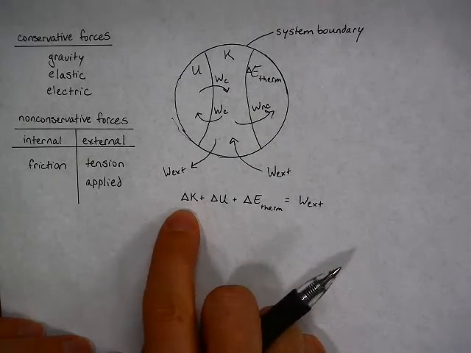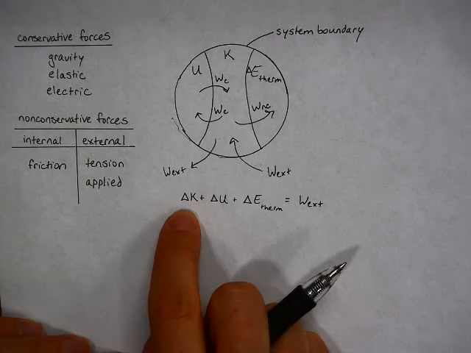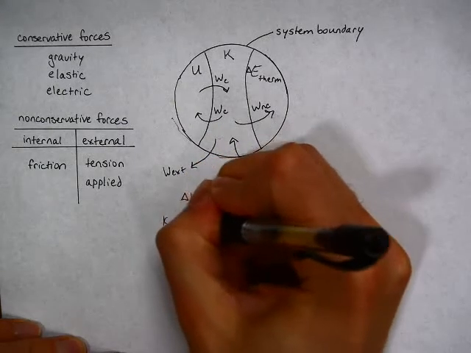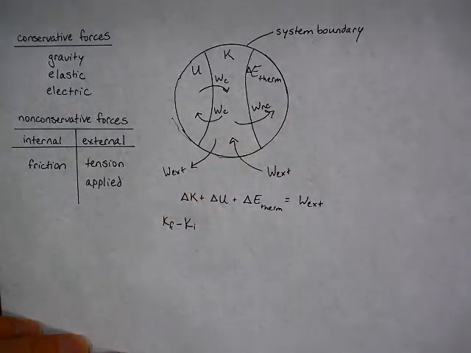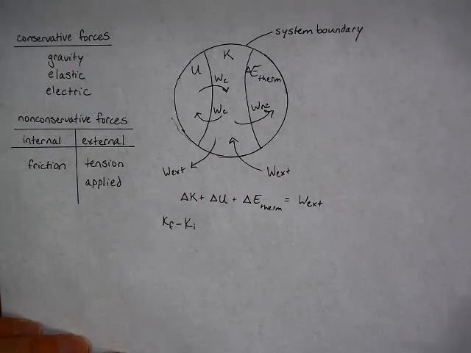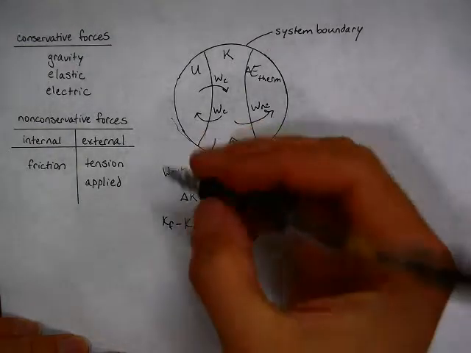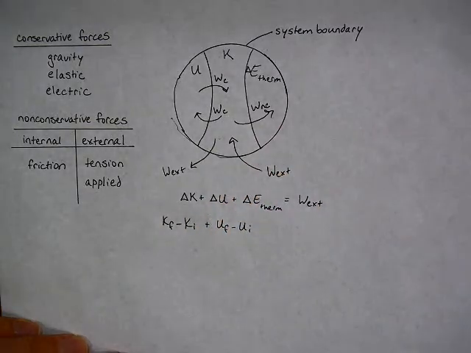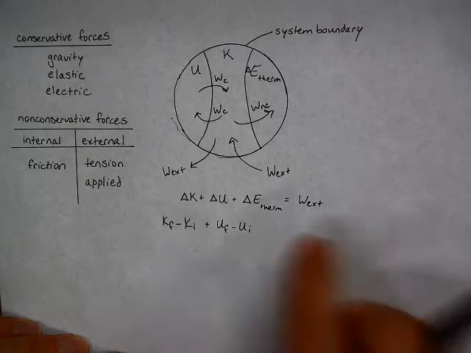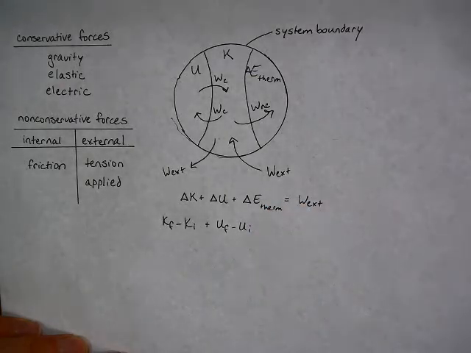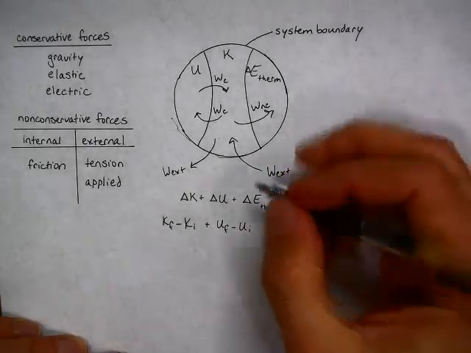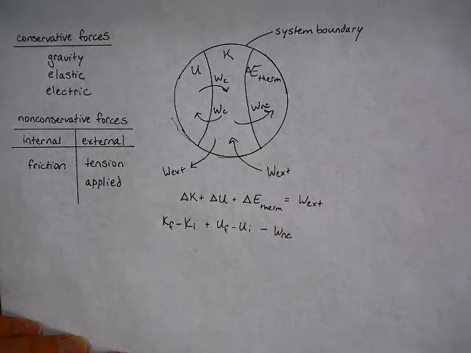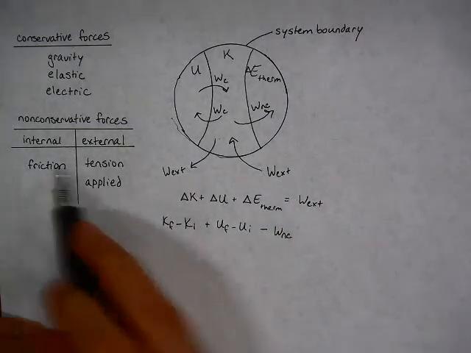The change in a variable equals the final value minus the initial value. And so we can write delta K as K final minus K initial. Likewise, we can write change in potential as U final minus U initial. We're going to represent change in thermal energy as minus work done by a non-conservative force, mainly friction.